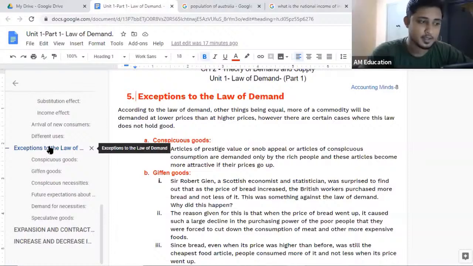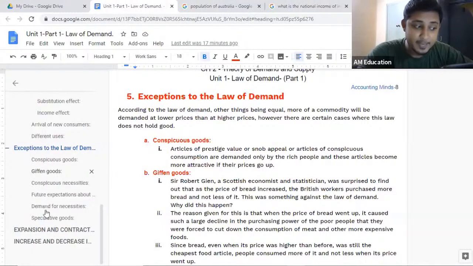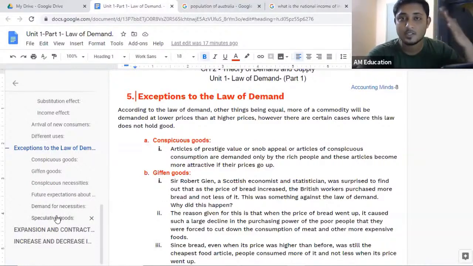That's it. So we'll see in which conditions there are exceptions to the law of demand. That means in these cases, this law will not apply. If the price is increasing, the demand will increase more.